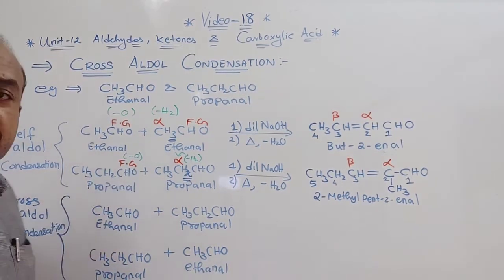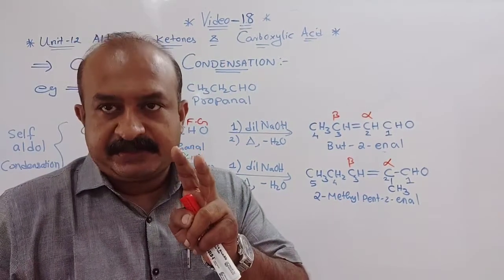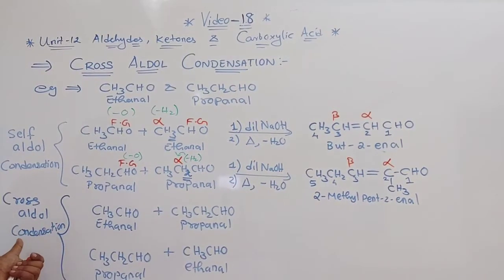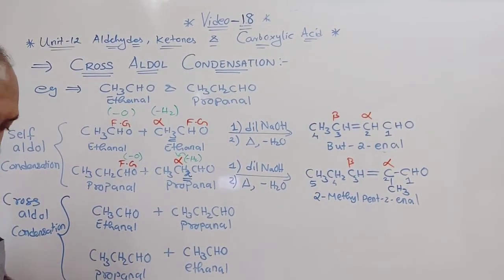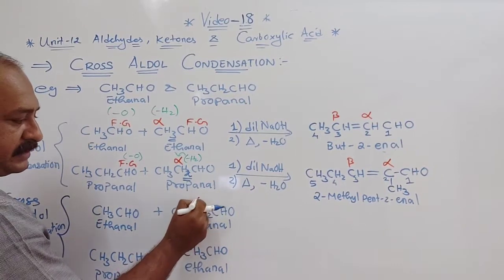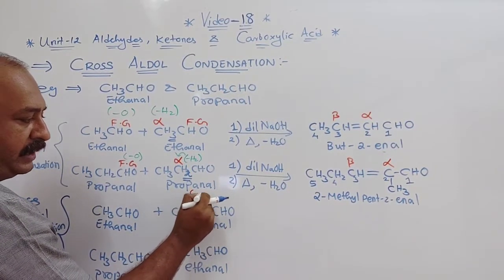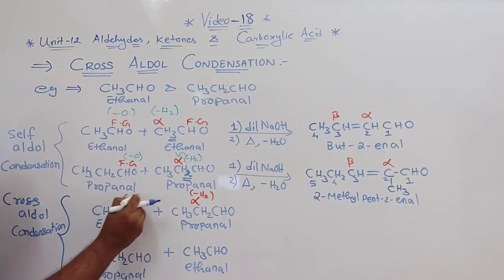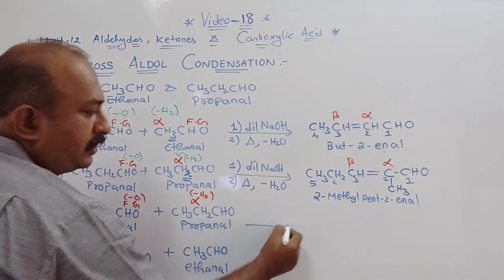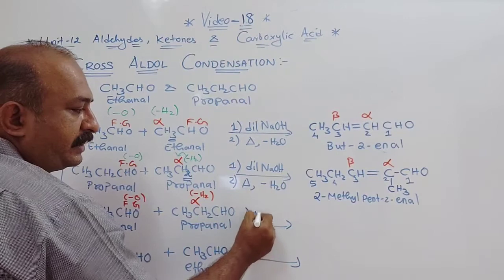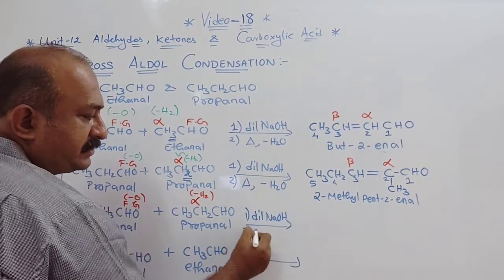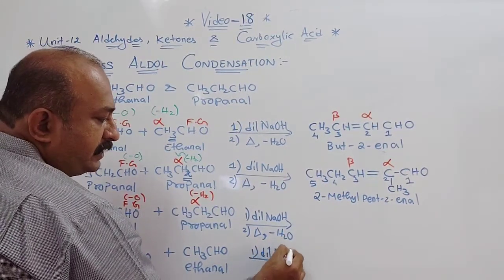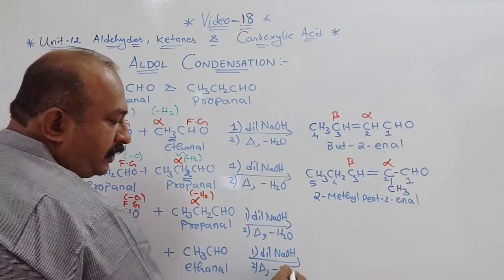Understood? So the definition we have seen: when two different aldehydes or ketones are used, we call it cross-aldol. Now in this case also, I will take this as alpha. From alpha we will remove hydrogen, and from the functional group we will remove oxygen. Other things are the same: first you treat it with dilute NaOH, then heat the mixture and remove water molecules.